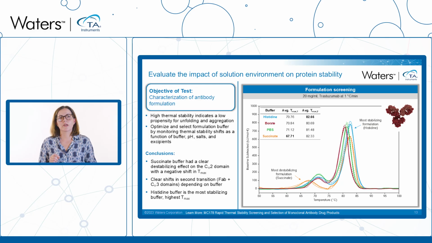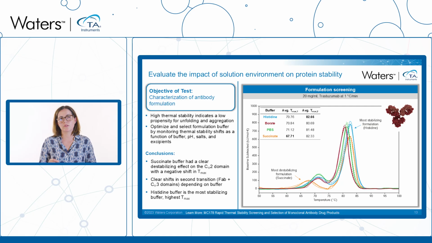In this example, we are looking at triplicate data for 20 mg per ml trastuzumab formulations in different buffer conditions. The first unfolding event, corresponding to the unfolding of the CH2 domain, is not significantly impacted by histidine, borate, and PBS buffer. However, the succinate buffer does destabilize the CH2 domain, resulting in a decrease to lower temperatures of the T onset of unfolding, and also Tmax by about 3 degrees Celsius.